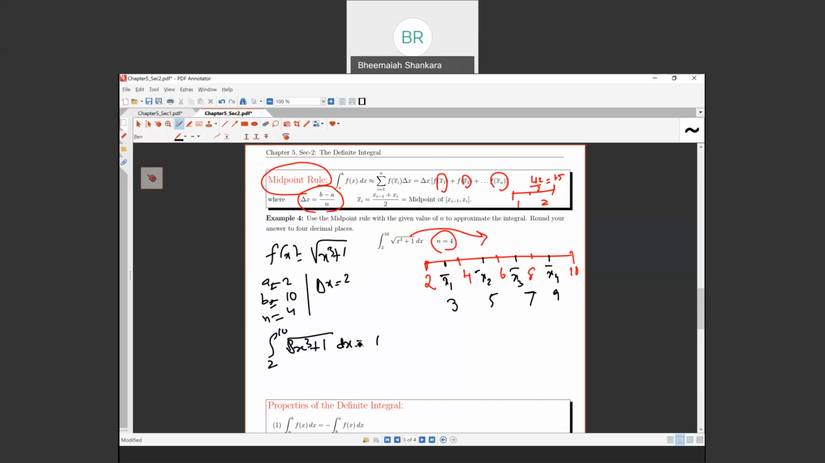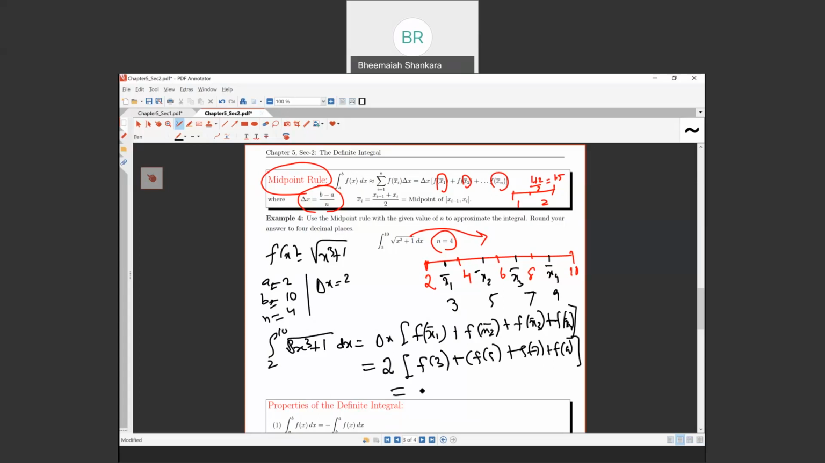So it's delta x times f of x1 bar plus f of x2 bar plus f of x3 bar plus f of x4 bar. So delta x value is 2. Then you calculate this: f of 3, f of 5, f of 7. You plug in all these x sub values, plus f of 9. Now simplify, you get this to be 124.1644. Each time when you calculate the functional value, you can use this square root of x cube plus 1.